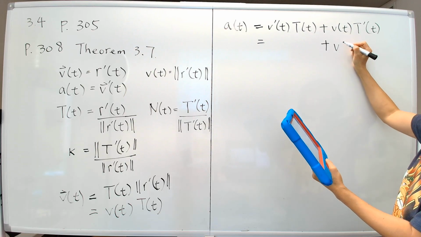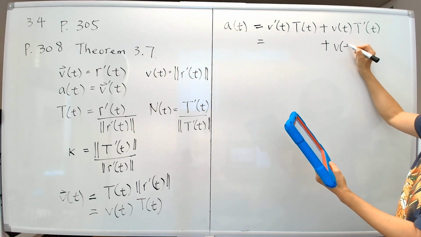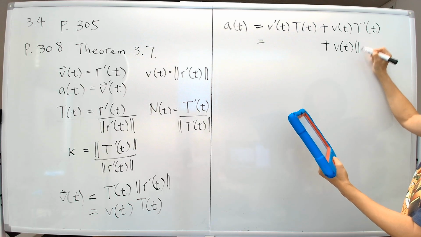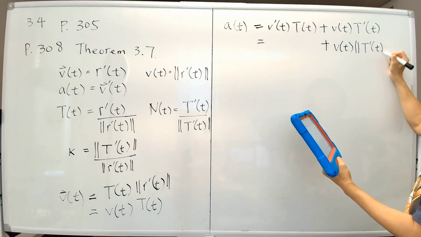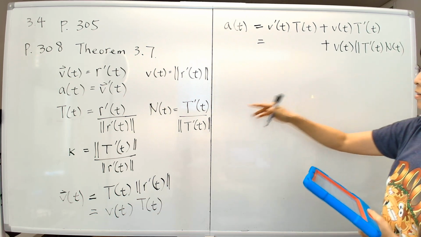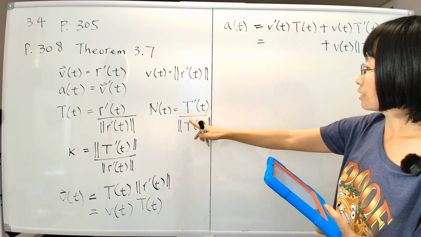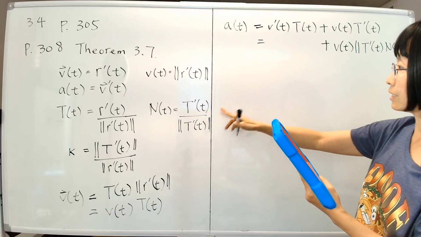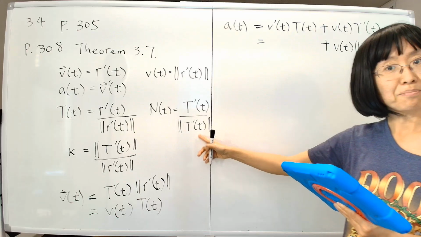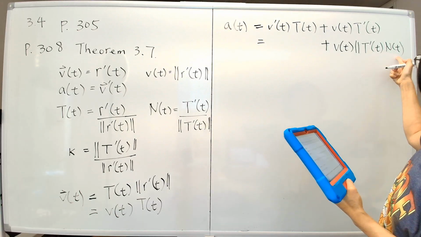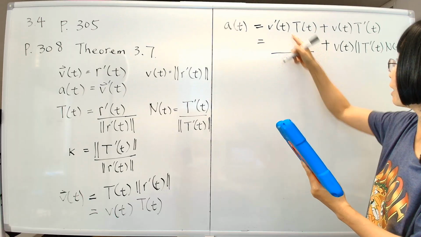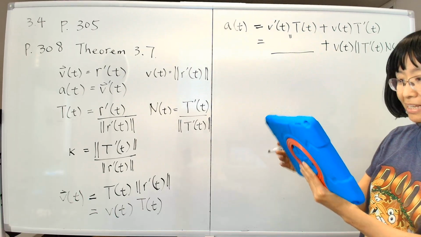T prime is equal to v of t, and then magnitude T prime, and then N of t. That's coming from this thing right here. What are we doing? We just substitute T prime as N of t times its magnitude, and this is the same here. I will now copy that down.